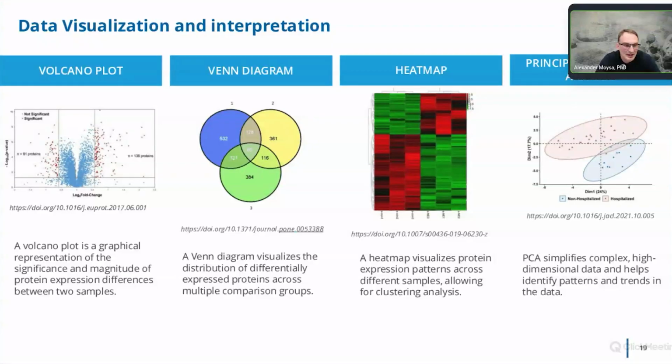A heat map displays protein expression across samples using color gradients with clustering to reveal similar expression patterns among proteins and samples. And also very often used is principal component analysis. Principal component analysis allows reducing data complexity and highlights differences and trends across groups, making the overall data structure easier to interpret.